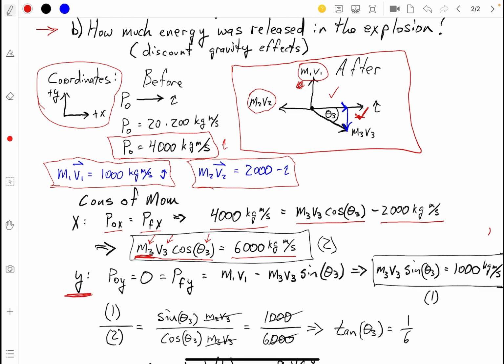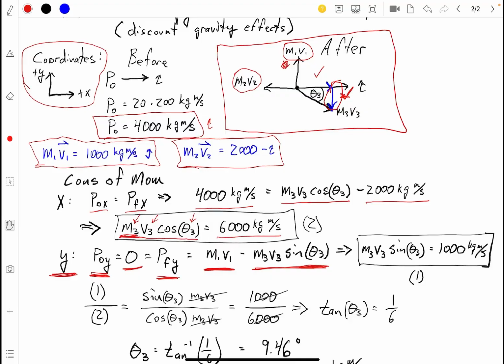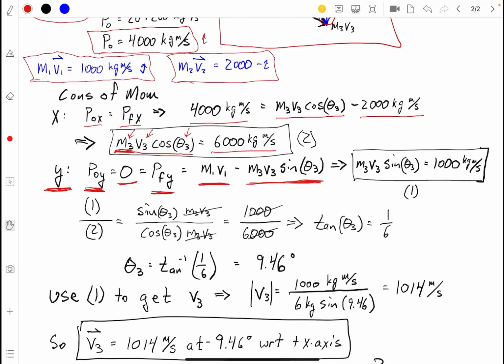That's where the y hat direction comes in. But initially in the y hat direction, we only had p not y. That's 0, right? Nothing happening from the initial mass. It's not going anywhere in the y direction. So our p final is equal to our m1v1 that's going up. And then we've got this component of m3v3 going down, right? That's this. So we can rewrite that equation as m3v3 sine of theta 3 is equal to 1,000.